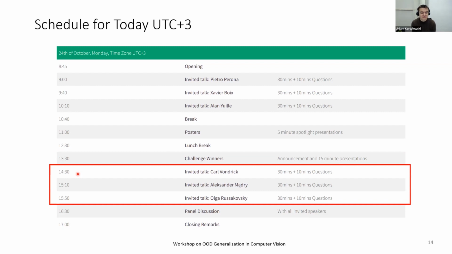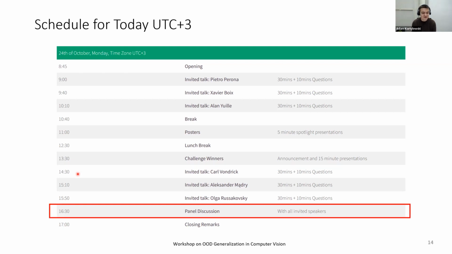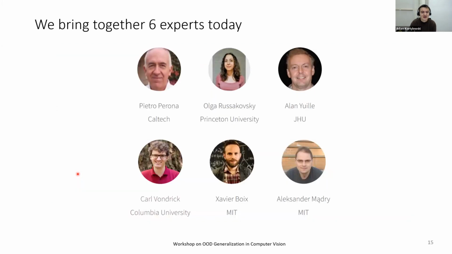And then afterwards, in the afternoon, we start with three more invited talks. Karl Wondrich, Alexandra Madry, and Olga Rosakovsky will present their opinions about out-of-distribution generalization, and we will close with a very exciting panel discussion where all of the invited speakers will join, and this will take place at 4:30 p.m. Israel time. So those six experts will tell us what we shall do to achieve out-of-distribution generalization.